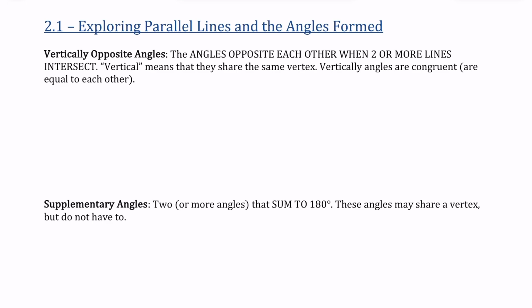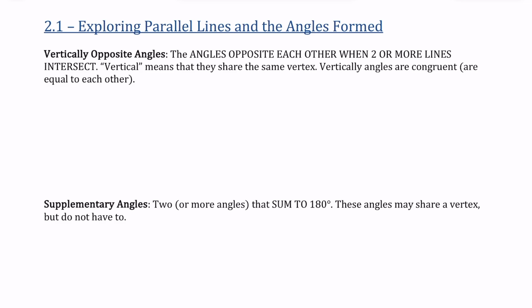And then once we have all of those definitions and we have an understanding of those definitions, we're going to move forward into some different properties and relationships and identifying those definitions in diagrams. So we're going to get right into it. The first one is vertically opposite angles.